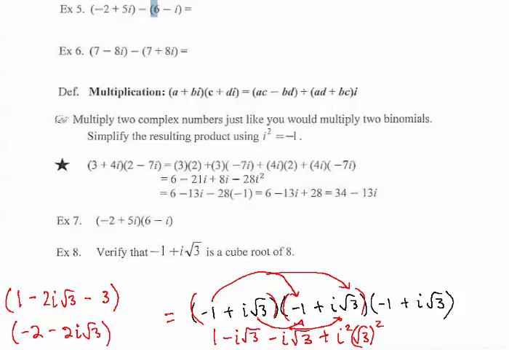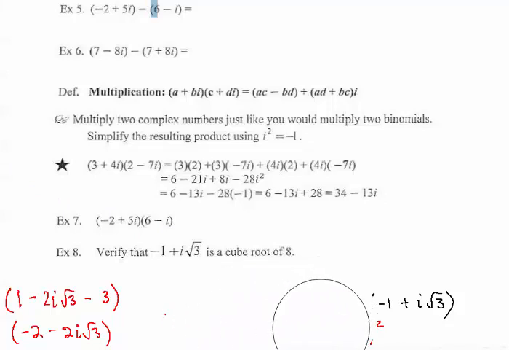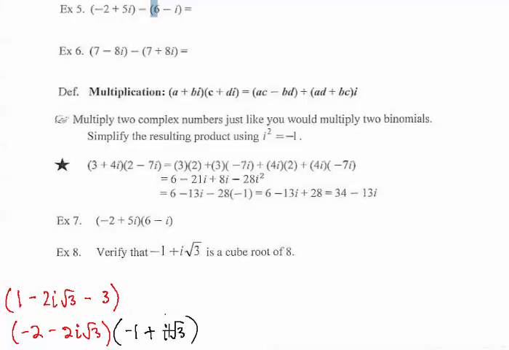Alright, so that was just multiplying two of them together. Now we want to go back and pull over this last negative 1 plus i square root of 3. And once we multiply these together, this should all work out to equal 8. All the i's should disappear. So if we fold this, we get negative 2 times 1, or negative 2 times negative 1 is a plus 2. We get a negative 2 times i square root of 3.